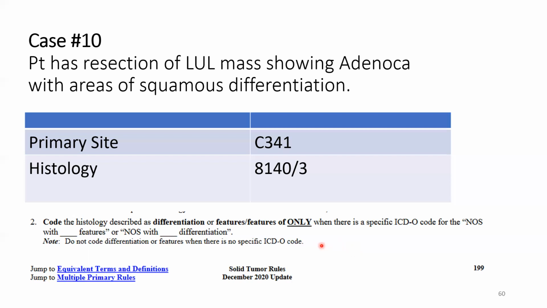So going to table 3, I wanted to see if there was a specific code listed for this histology. And I grabbed the adeno-CA. I did not see anything that was a specific histology code where it said areas of squamous differentiation. So you cannot code that, and you have to end up coding the 8140/3.